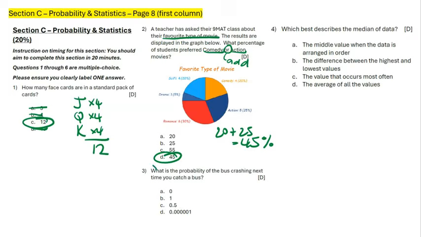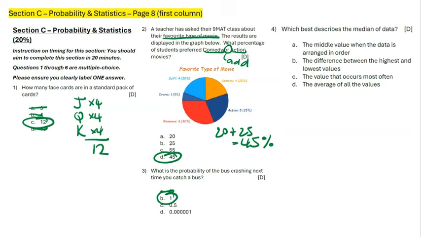Question number 3. A lot of students don't really like questions like these, but they're important. What is the probability of the bus crashing the next time you catch it? So you need to think about likelihood. So 0 and 1 are the obvious ones to start off with. Probability of 0 means it's impossible to happen. And that's not going to be the case with buses, right? Buses crash. They're unlikely to crash, but they do happen. And it's possible that you're on it, which means it's not an impossible event.